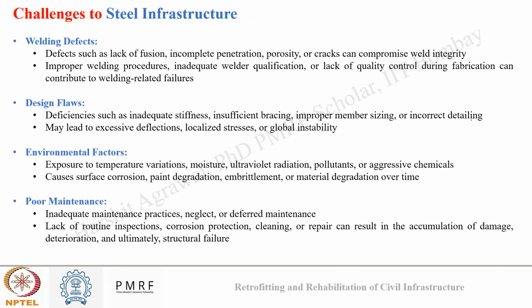during fabrication. There can be design flaws such as inadequate stiffness, bracing, member sizing, or detailing, which can lead to excessive deflection, stresses, and instability in the structure. Environmental factors like temperature variation, moisture, ultraviolet radiation, pollution, and aggressive chemicals can also cause distresses in the structure in terms of surface corrosion, paint degradation, embrittlement, and material degradation.